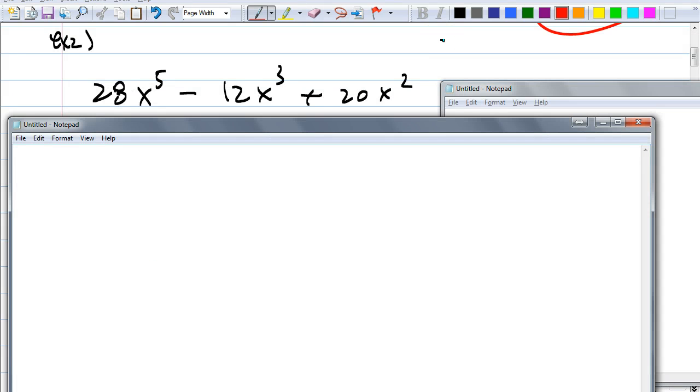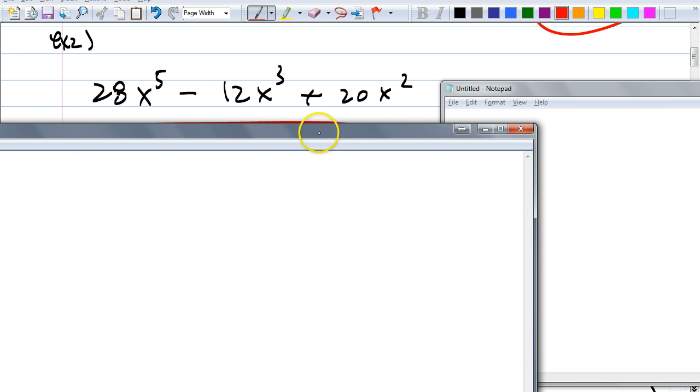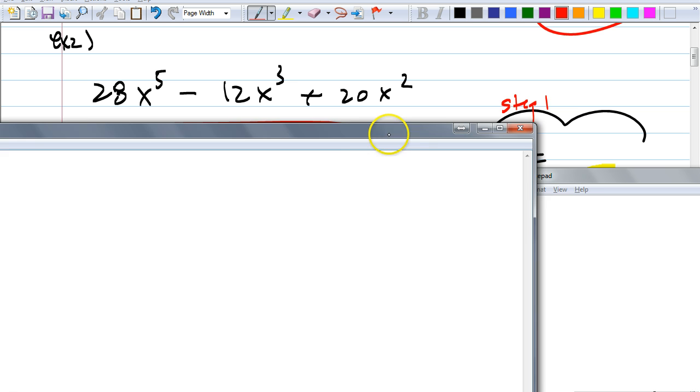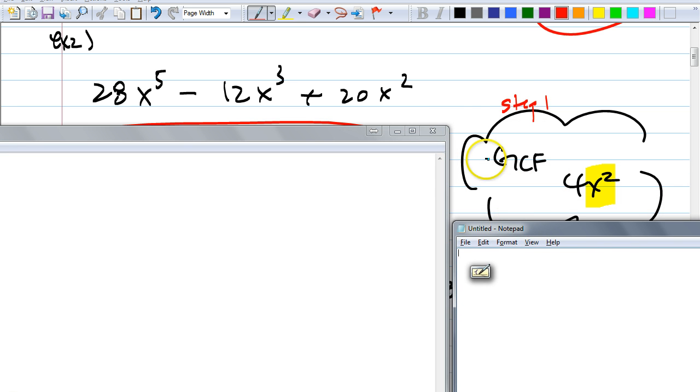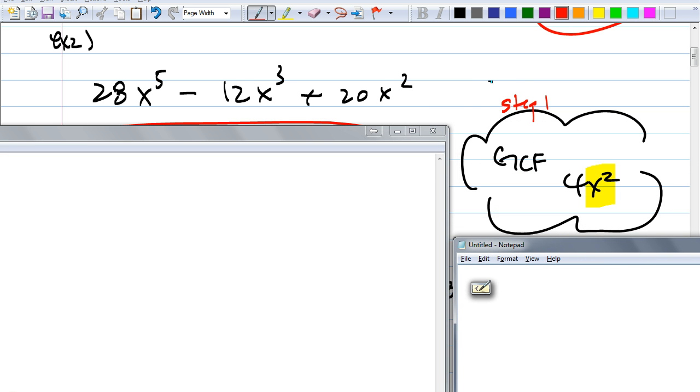Okay, a lot of you guys are fast. So who's got this? Ethan? 4x squared. How many people agree? 4x squared is okay, a lot of you. You are correct. You see how I'm doing this work kind of off to the side, right? Because, by the way, then what? So I found that the GCF of each of these terms, 28x fifth minus 12x cubed plus 20x squared, is 4x squared.